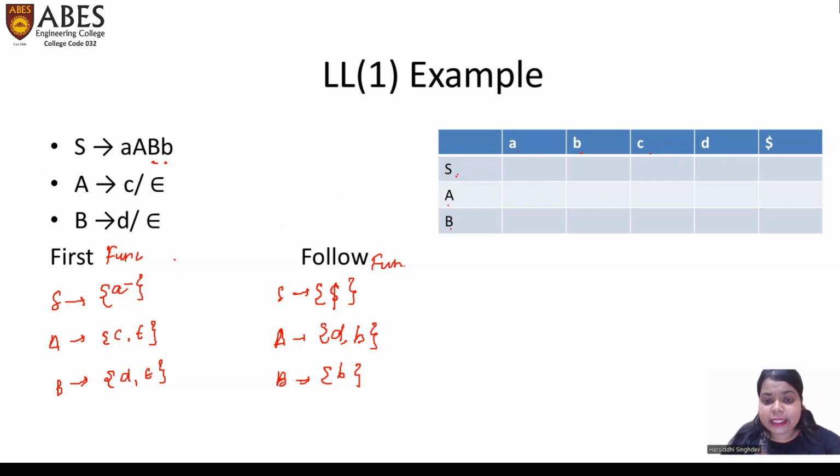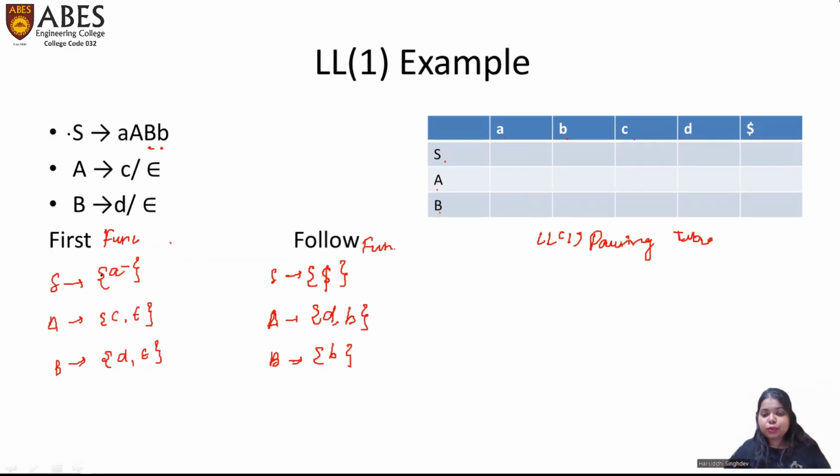So now let's see how to construct this parsing table. This is commonly known as the LL1 parsing table. So we have to check capital S on small a. So now we will see how to construct the LL1 parsing table.